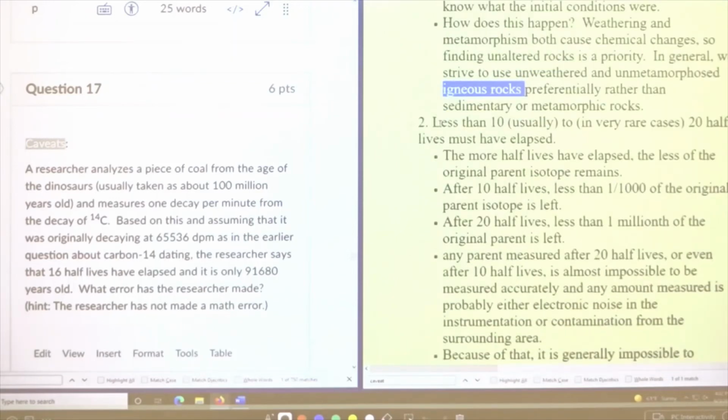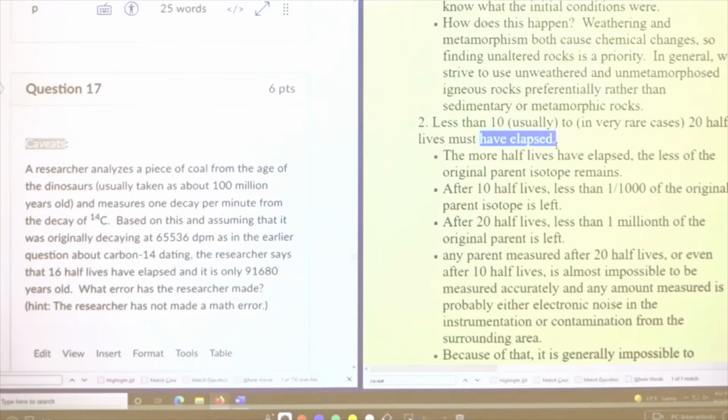The second thing, remember that graph that showed how much of the parent isotope there was? It decreases over time. Eventually, there's a practical limit. Eventually, you get to a point where you simply can't measure the amount of parent isotope because it's too small. That limit is generally around 10 half-lives. So if 10 half-lives have elapsed, then there's too little of the parent isotope to measure.